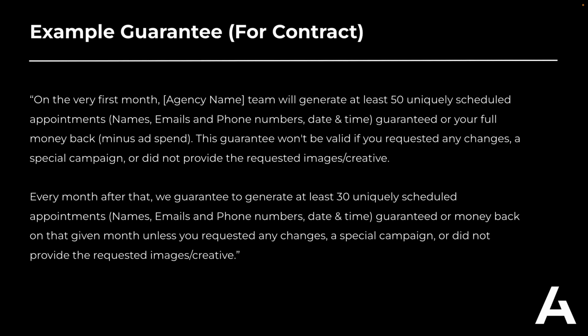On the very first month, the agency name team will generate at least 50 uniquely scheduled appointments, names, emails, and phone numbers, date and time, guaranteed or your full money back minus ad spend. The guarantee won't be valid if you requested any changes, a special campaign, or did not provide the requested images or creative. Every month after that, we guarantee to generate at least 30 uniquely scheduled appointments, names, emails, phone numbers, date and time, guaranteed or money back on that given month unless you requested any changes, a special campaign, or did not provide the requested images and creatives.